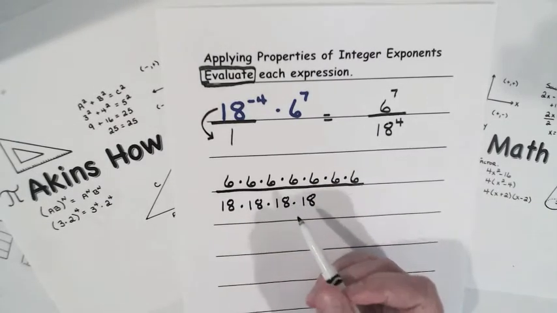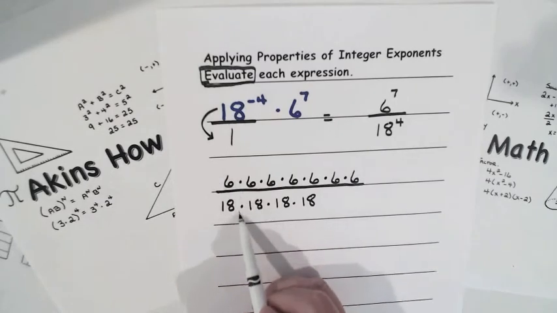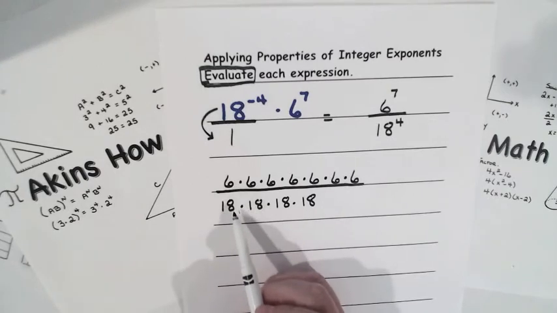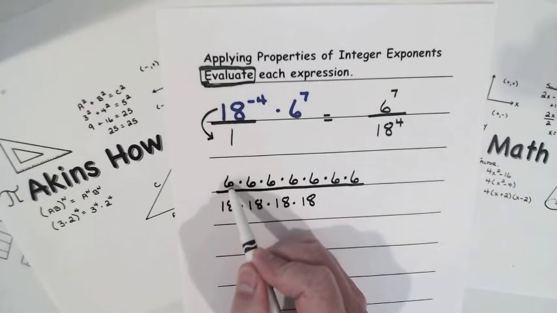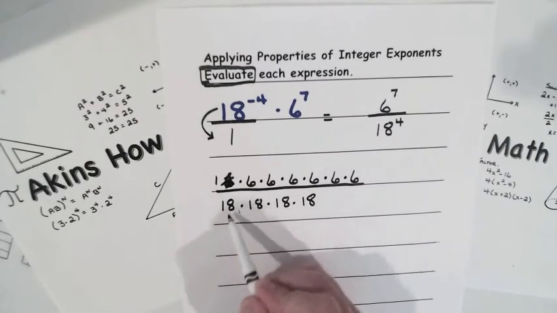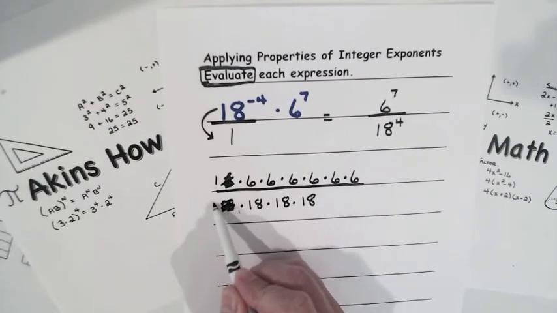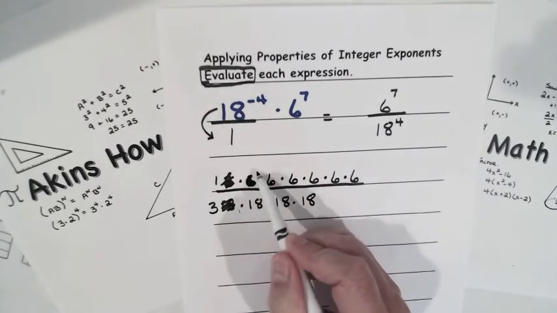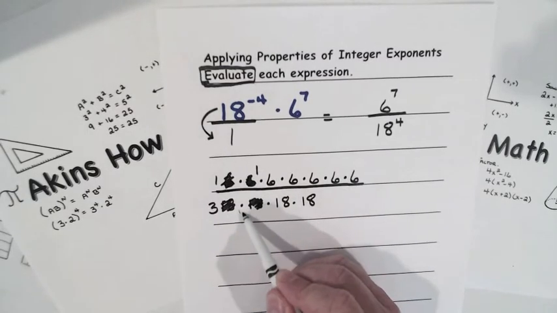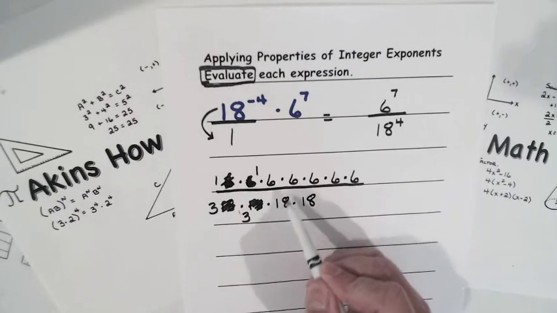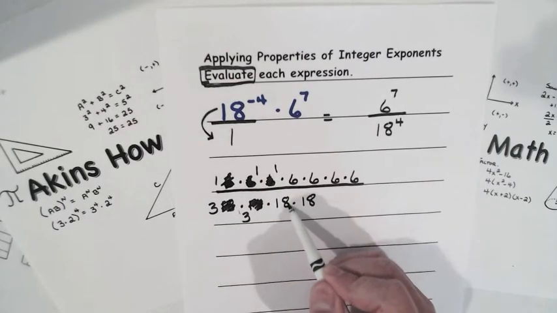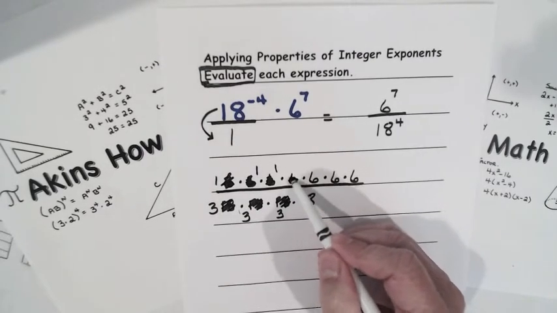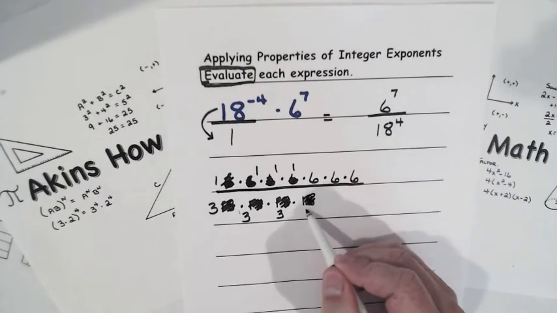And what I'm going to do is I'm going to reduce this like it's a fraction, like this part right here. If I had this part right here as a fraction, I would say, what's the biggest number that will go into 6 and 18? That'll be 6. 6 divided by 6 is 1. 18 divided by 6 is 3. Same thing right here. I'm going to reduce this. 6 divided by 6 is 1. 18 divided by 6 is 3. Same thing with this part. 6 divided by 6 is 1. 18 divided by 6 is 3. Same here. 6 divided by 6 is 1. 18 divided by 6 is 3.